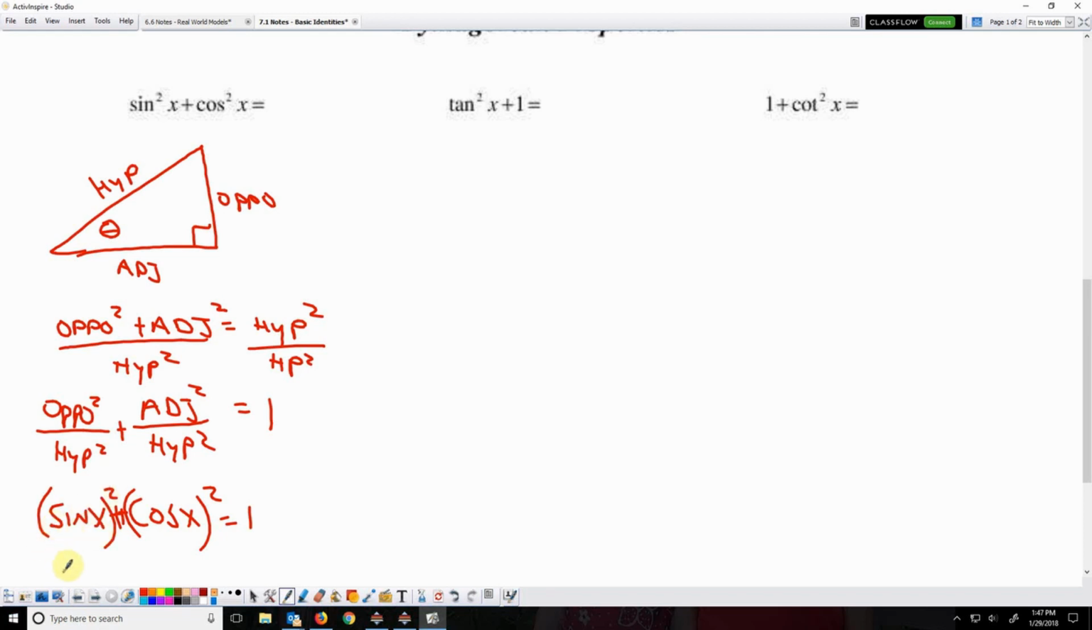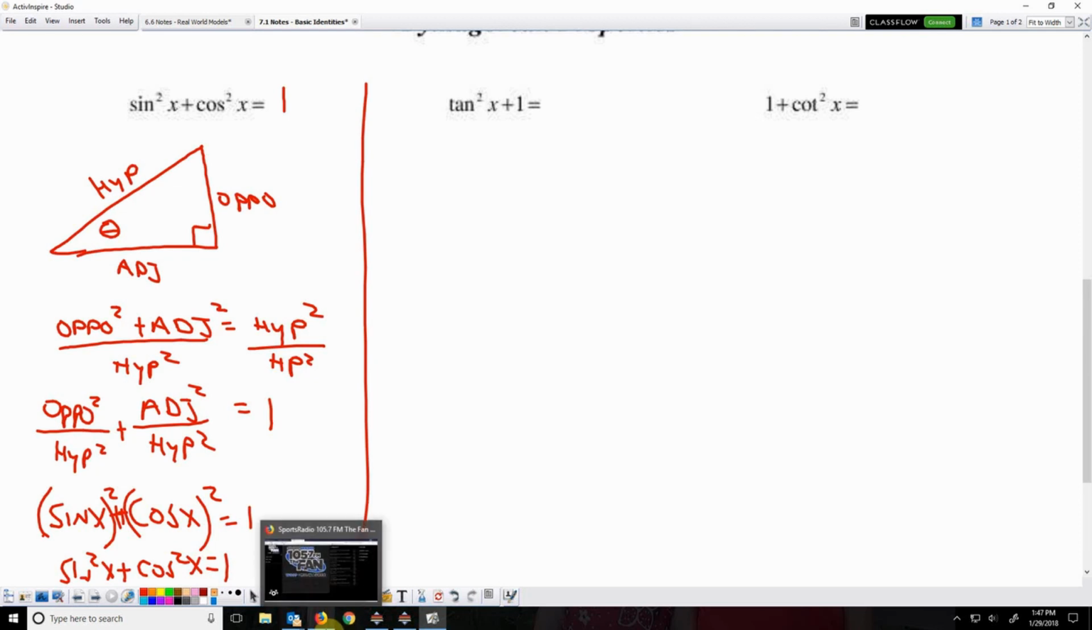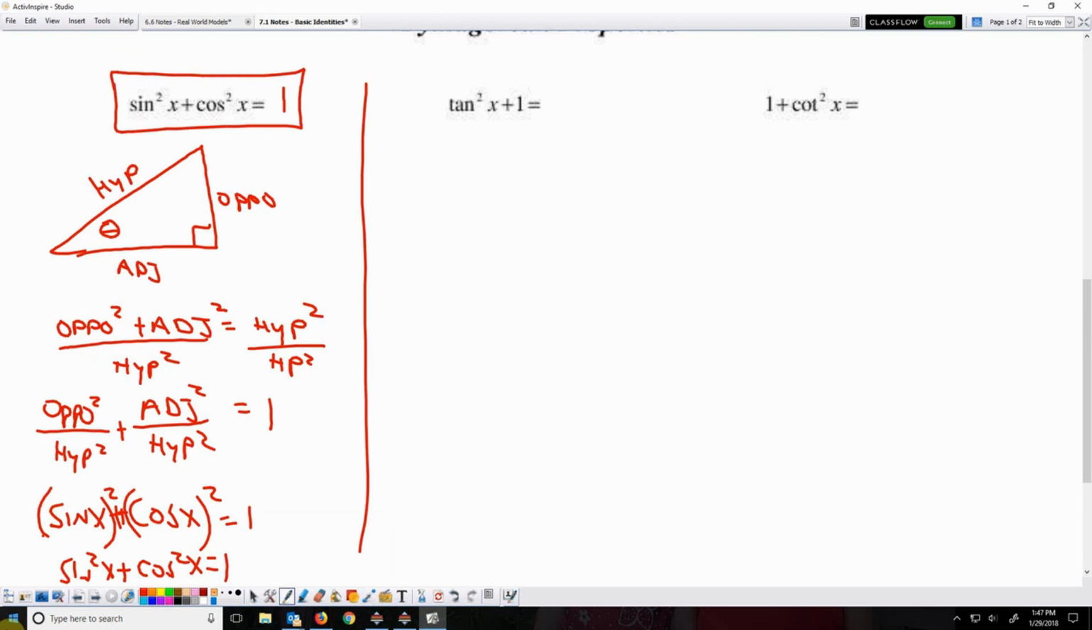Sine x in parentheses squared is the same as sine squared x. Cosine x in parentheses squared is cosine squared x. So sine squared x plus cosine squared x equals 1. So the first Pythagorean property is sine squared x plus cosine squared x equals 1.